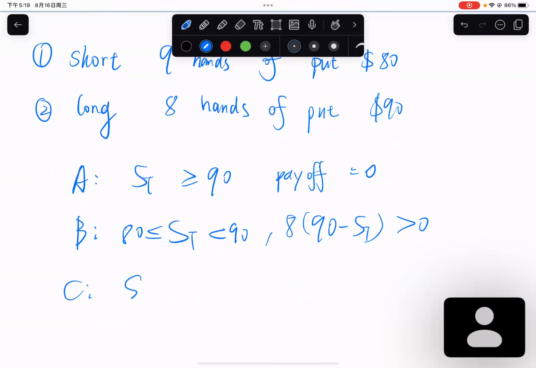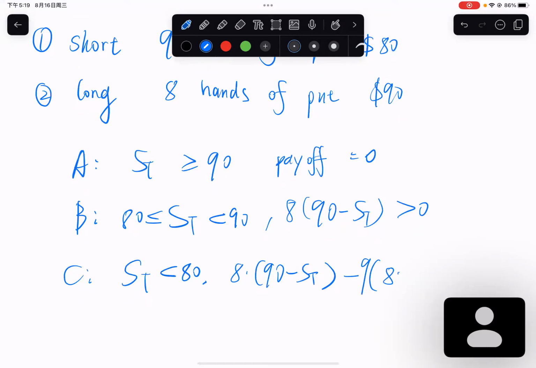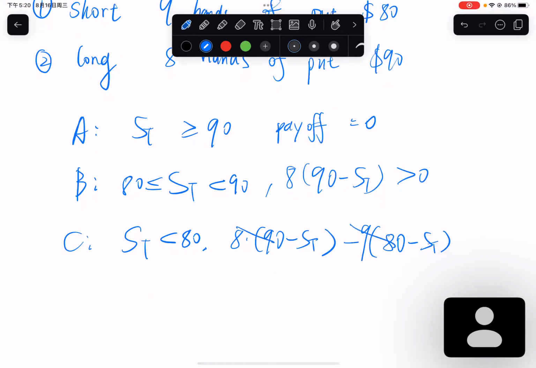And for situation C, if S_T is smaller than 80, then what are we going to earn? We're going to earn 8 multiplied by (90 − S_T) minus 9 multiplied by (80 − S_T), right? And we can see these two parts cancel out, and we are going to have S_T, which is larger than 0. And so there is clearly an arbitrage opportunity. Okay.